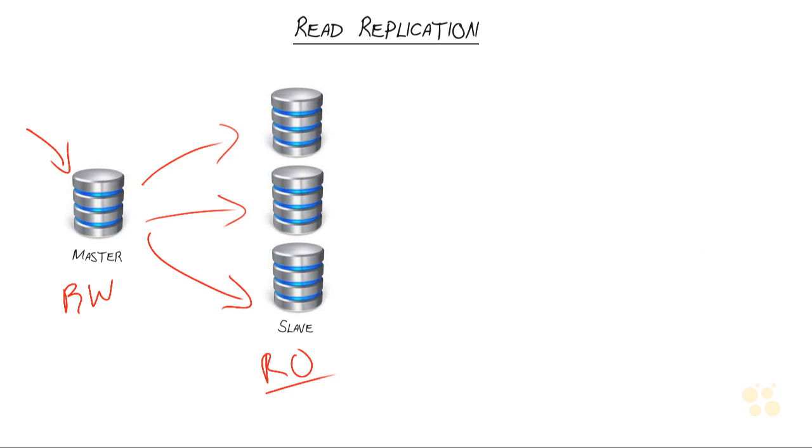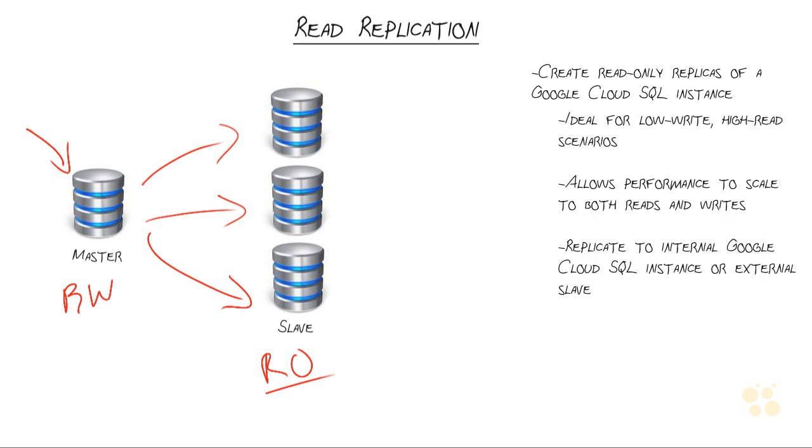So Google Cloud SQL allows you to do this. It allows you to create these read-only replicas of a single master Google Cloud SQL instance. And these read replicas are ideal for low write, high read scenarios where you don't want the activity that's writing to your master database to interfere with the people who are trying to read from your database. So you get nice, consistent performance both on the writing side as well as on the reading side, the reporting side of it.